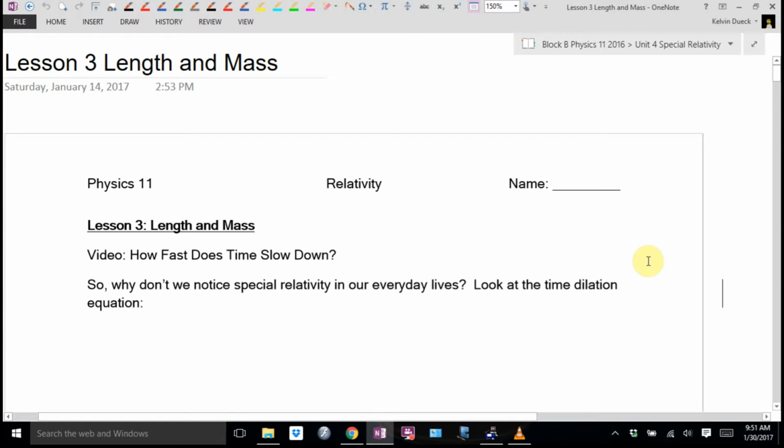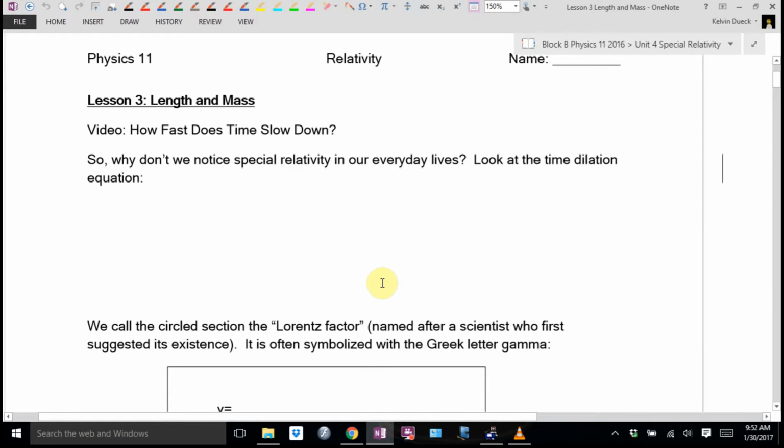Let's explore this time slowing down a bit more. You're going to want your calculators out. We're going to do some quick calculator calculations. I wrote down here, Geo, why don't we notice special relativity in our everyday lives? Look at the time dilation equation.